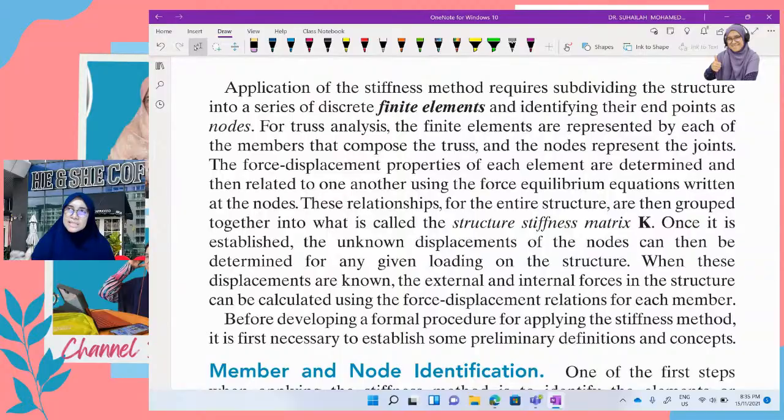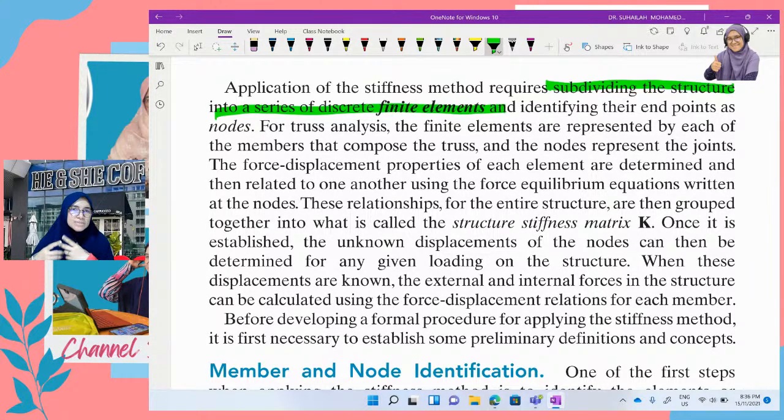So let's look at the terms that you need to understand in stiffness method. This is the first term: subdividing the structure into a series of finite discrete elements. What you need to do in stiffness method is to be able to divide the structure into elements.